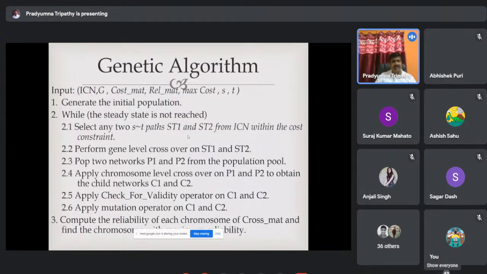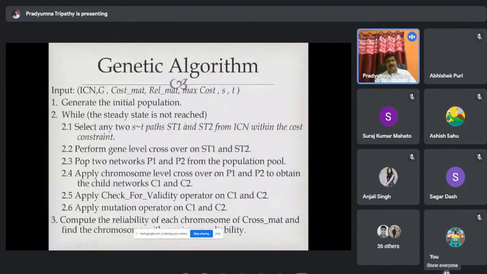Now this is the final algorithm. We generate the initial population. We select any two S to T paths and go for gene level crossover. We pop two networks P1, P2 from the population pool and apply the chromosome level crossover. We check the validity, then apply the mutation. Then we compute the reliability for the chromosomes and find the maximum one.